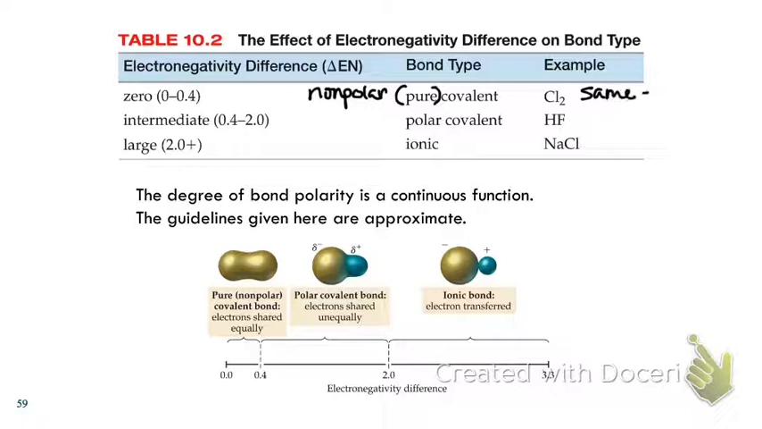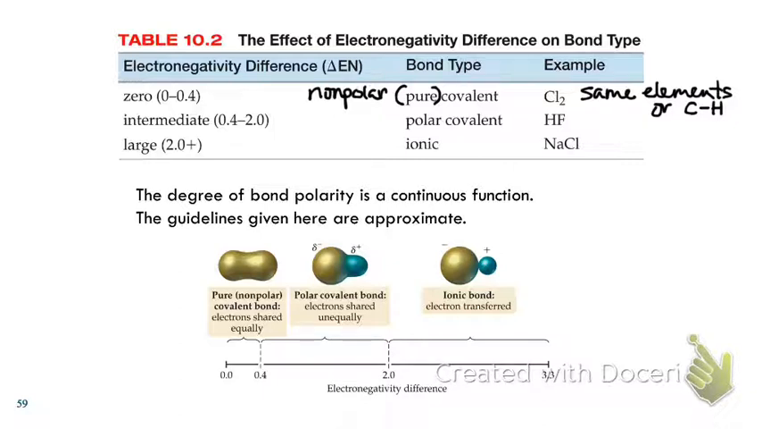And this is between the same elements. So you've got two chlorines. The one exception that I'd like you to remember is carbon and hydrogen. Carbon-hydrogen bonds have an electronegativity difference of 0.4, so they are considered nonpolar. They are very, very common in organic chemistry, and so that one is worth remembering.